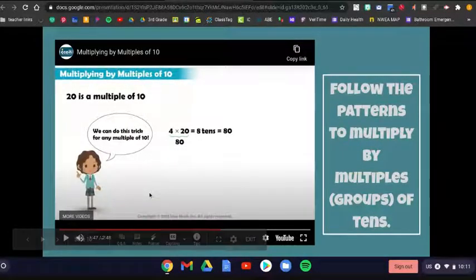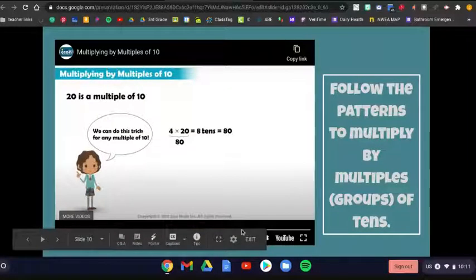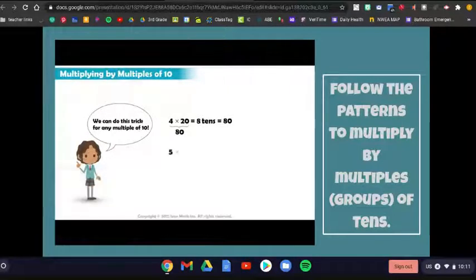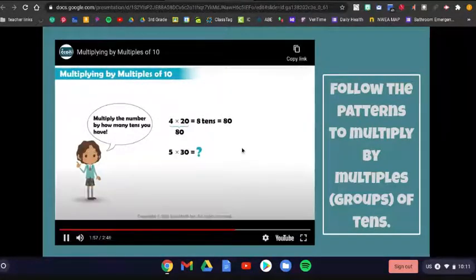So if we need to multiply a number, say 5, by a multiple of 10, say 30, we just multiply the number by how many tens we have.